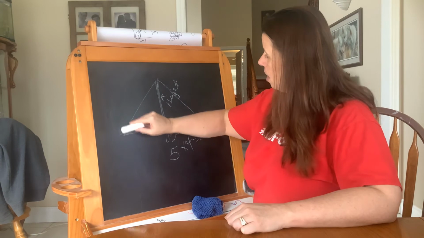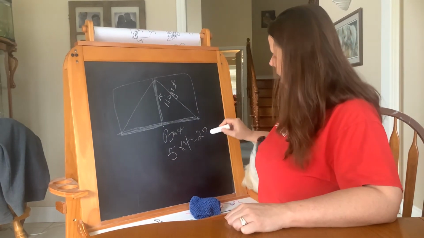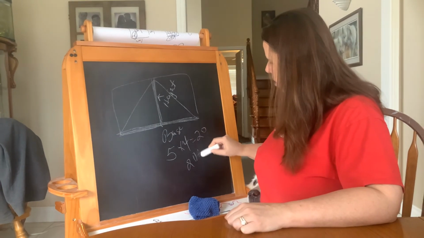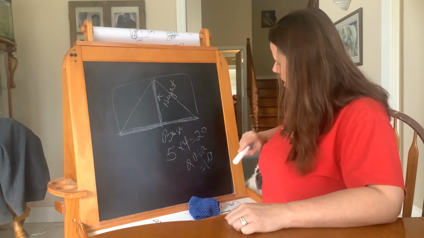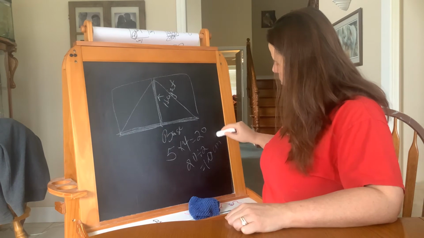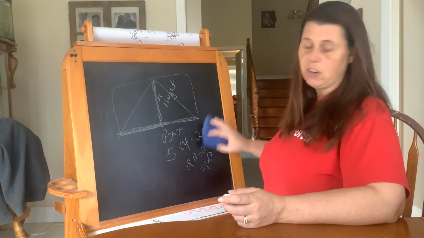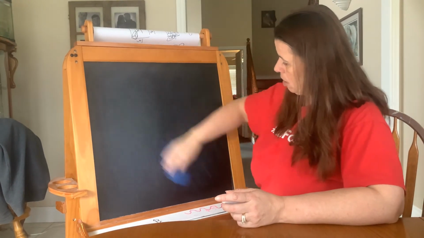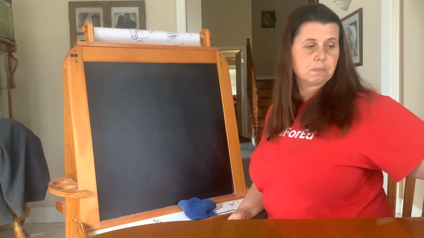But that would give us the whole rectangle, right? So we've got to cut it in half. 20 divided by 2 gives us 10. Now, because it's area, remember that it has to be squared. We're counting in centimeters, so it's going to be centimeters squared. So find your base and your height, times them by each other, and then divide by 2. Easy breezy. Go do question 6.